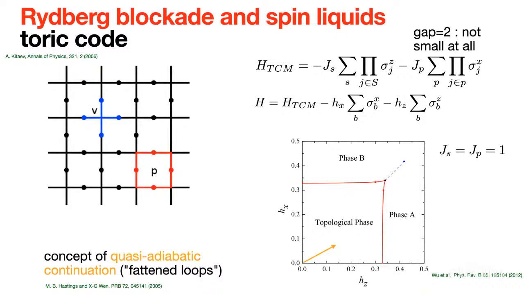Now, what will be important for later on is that if you follow this orange line, and you are somewhere here, although you're no longer exactly in the toric code, there is still the idea of quasi-adiabatic continuation, a la Hastings and Wen. So whereas the toric code, the pure gauge theory, can be described with just pure Wilson and 't Hooft loops, if you are here, you need these ideas of fattened loops. It's as if you have to dress your Wilson loops with some local operators.